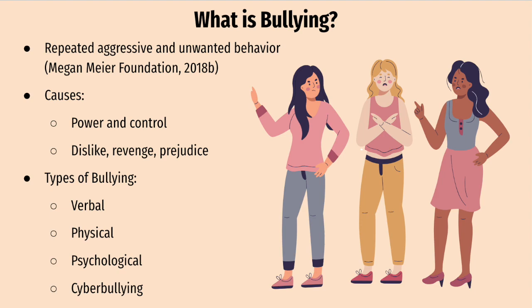Bullying is repeated aggressive, negative, and unwanted actions that involve an imbalance of power or strength. Usually, some of the causes of bullying are due to one's dislike for another person, to get revenge, or just one seeking power and control.